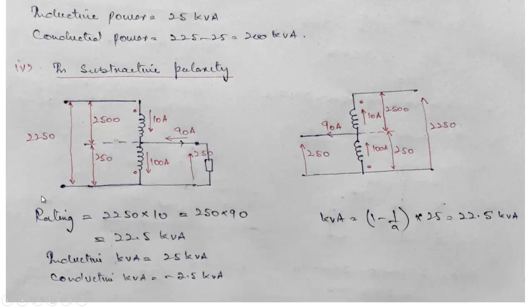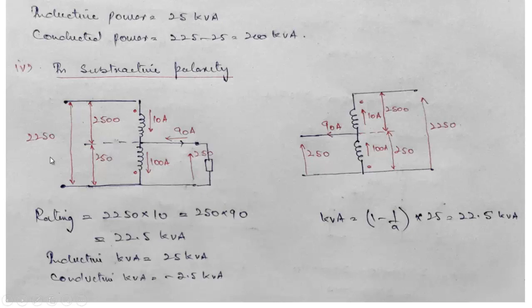So what will be the rating of the transformer? It will be 2250 into this 10, or 250 into 90, that is 22.5 kV. Inductive power will again be the same, that's 100 into 50, 10 into 8, that is 25 kVA. And conductive power will be equal to 25 minus this, it will be negative. In that case, it will be actually supplying power to the source.